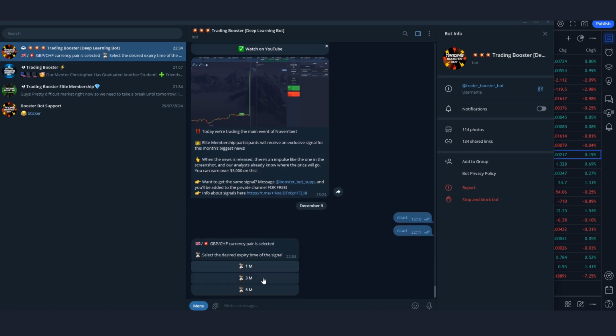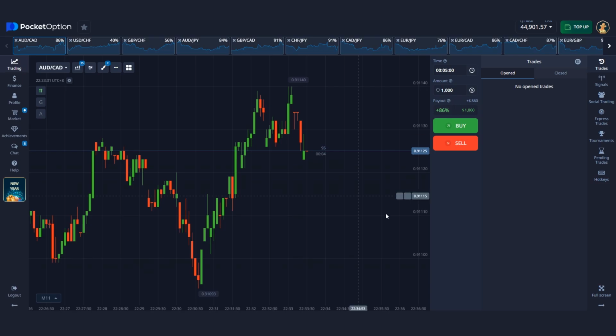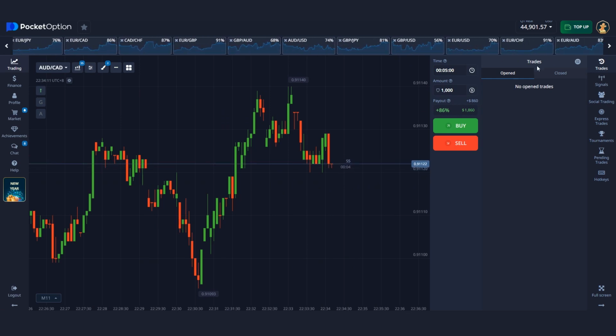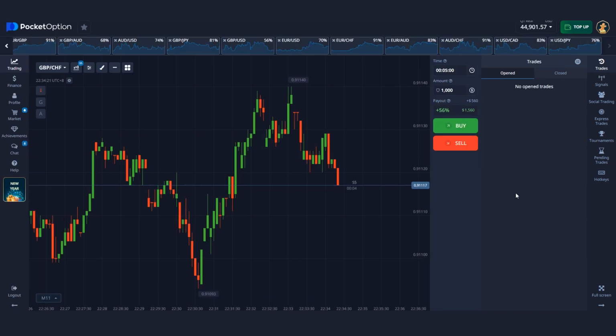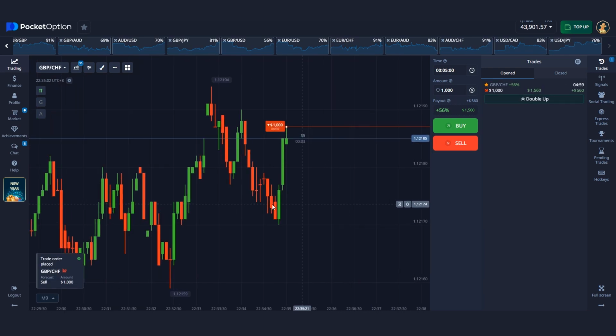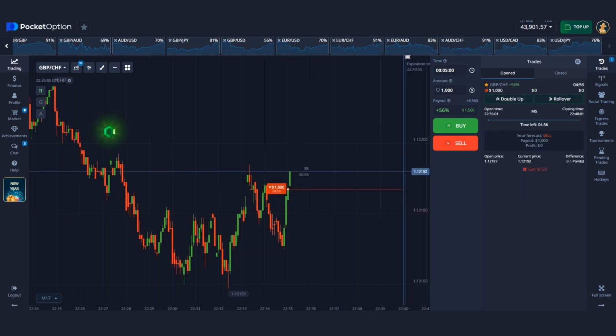I'll wait for a signal from BoosterBot for 5 minutes, then switch to the broker and find this currency pair where it's hidden. I receive a sell signal and open my trade right from here. 5 minutes for a trade is ideal for managing my own affairs. You could say it's a mini passive income.